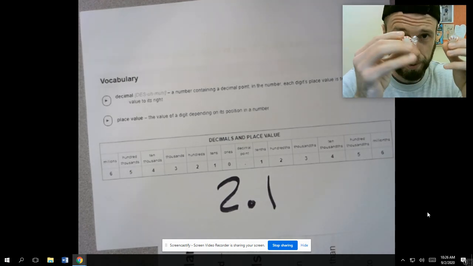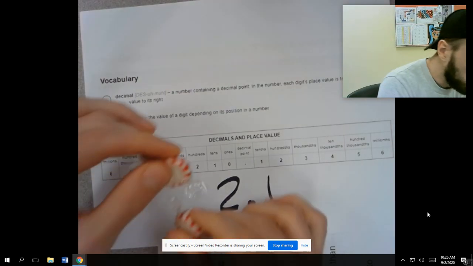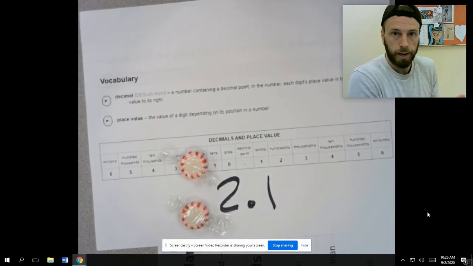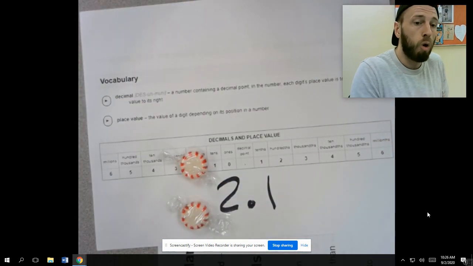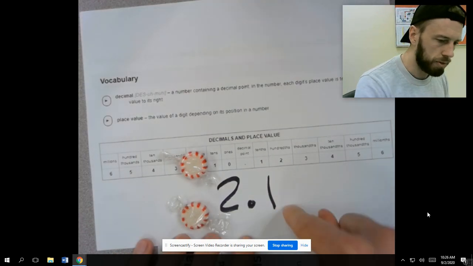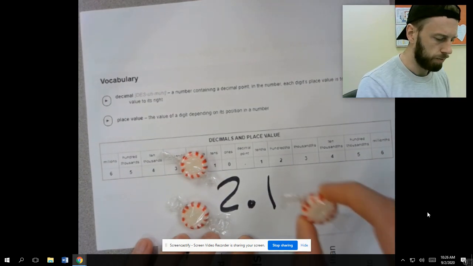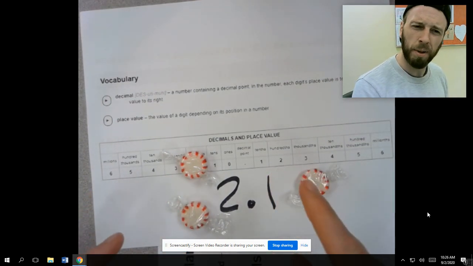For example, I've got 2 mints here. I found these in my desk. Don't ask me why I'm using mints. Okay. So you got 2 mints. That represents the whole number, right? So if we're talking about an object, it's 2 whole mints. Well, then what does the 1 on the other side mean? Does that mean another mint? So we have 2 mints and 1 mint?